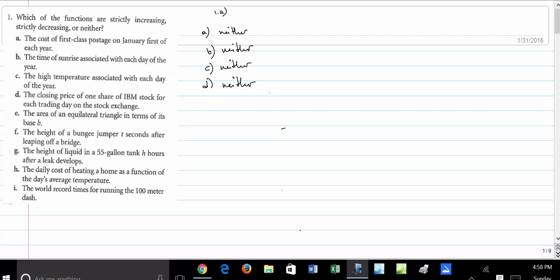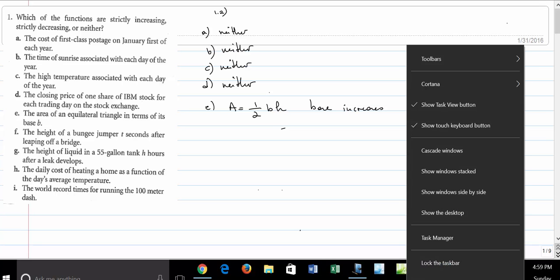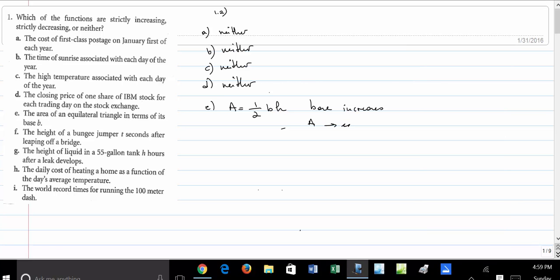The area of an equilateral triangle in terms of its base, as the length of the base increases, because area is 1/2 base times height. As the base increases, the area of the triangle also increases because these are directly related to each other. They're multiplied on the same level. So the function, I would say, is increasing.